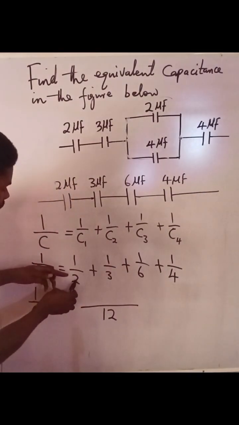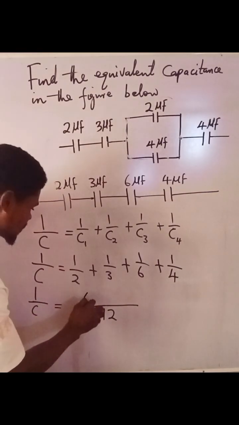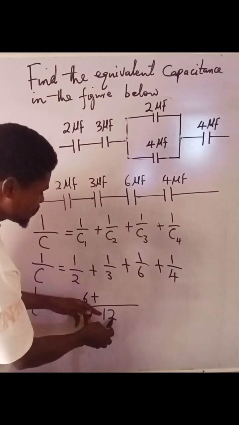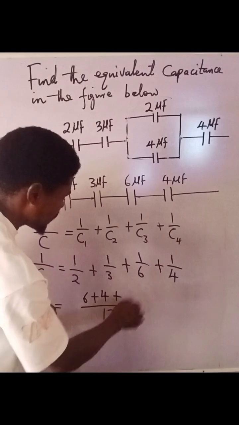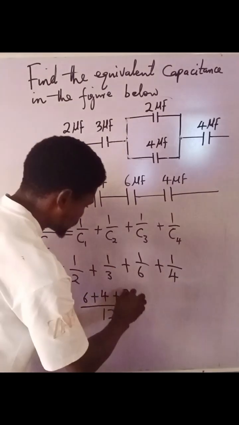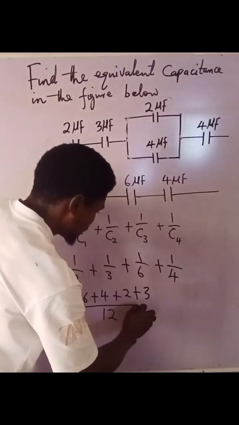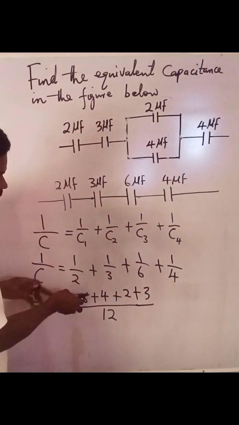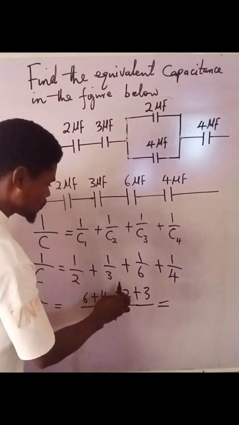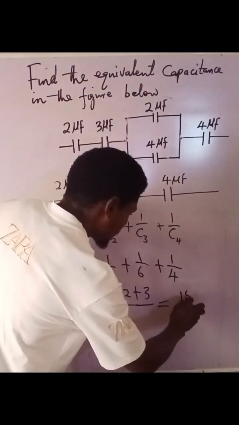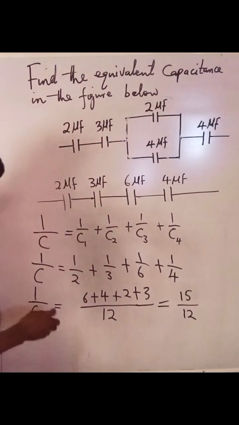Right? Then 2 goes into 12 six times. 6 times 1 is 6, plus 3 goes into 12 four times. 4 times 1 is 4, plus 6 divides 12, we have 2. 2 times 1 is 2, plus 4 divides 12 is 3. 3 times 1 is 3. So the next thing is to add the numerators. Then 6 plus 4 plus 2 plus 3 gives us 15 all over 12.